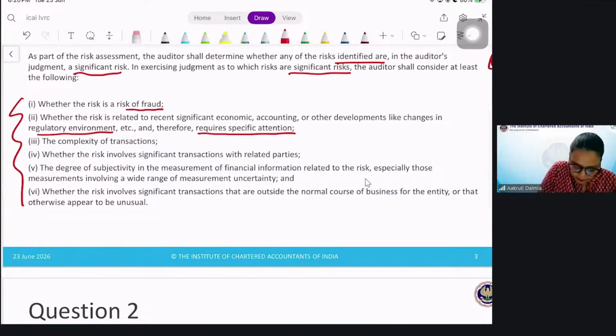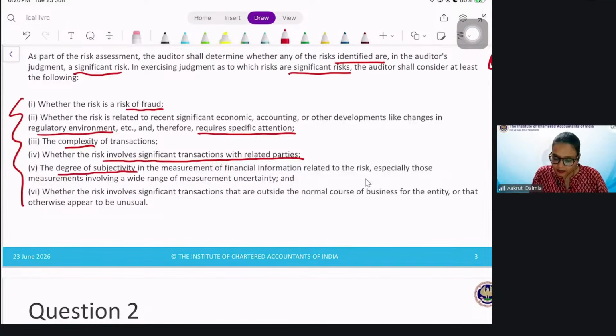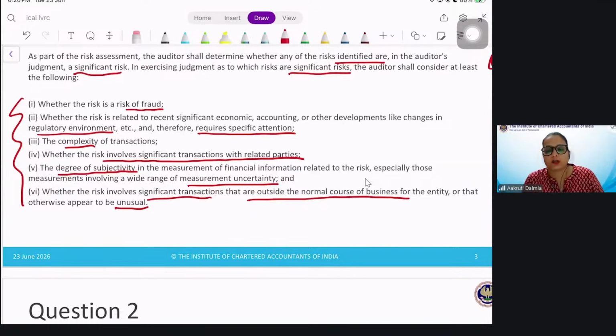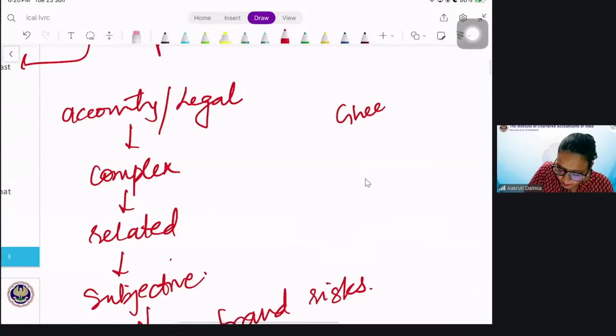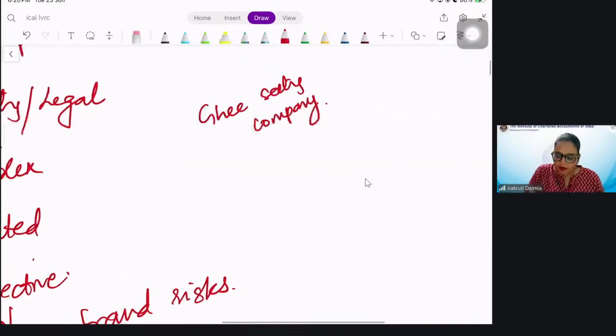So complexity, risk involving significant transactions with related parties, degree of subjectivity in measurement of financial transaction related to risk, especially those with measurement of uncertainty, something like gratuity and all. And whether the risk involves significant transactions outside the normal course of business for the entity and anything that appears to be unusual. So, for example, your company is actually a ghee selling company. Suppose your company is a ghee selling company, but suddenly you are seeing sales of packaging material.